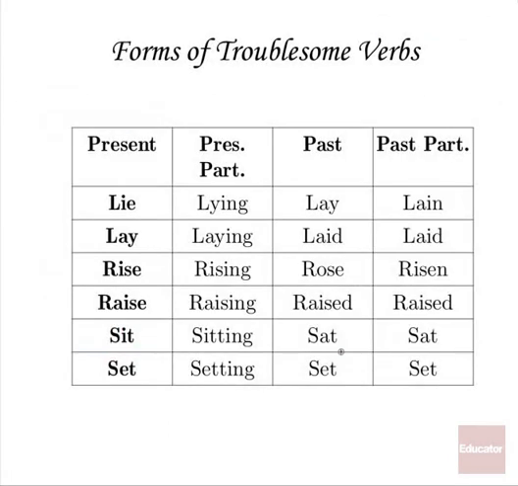Now, let's look at the forms of these verbs. This is where it gets really, really tricky. We've been looking at the present and the base form of each verb: lie, lay, rise, raise, sit, and set. Now, the present participle is formed along the usual rules: lying, laying, rising, raising, sitting, and setting.